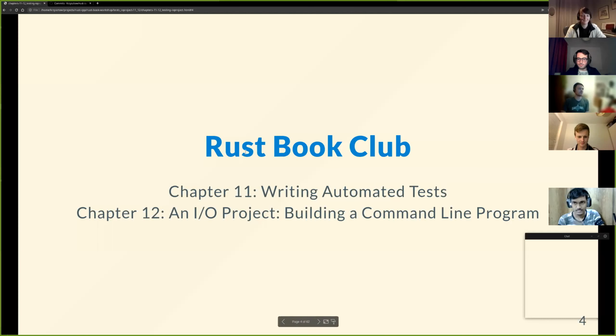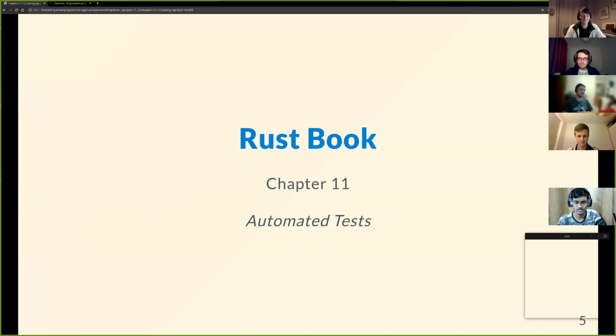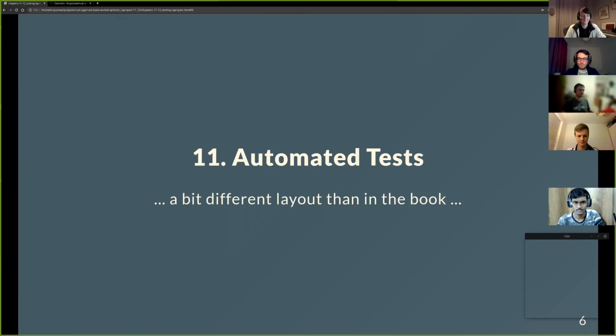So today we'll be talking about chapters 11 and 12 from the Rust book. The first of them is writing automated tests, the other one is an I/O project, a CLI command line tool, as Alex has said. So let's go to the automated tests.